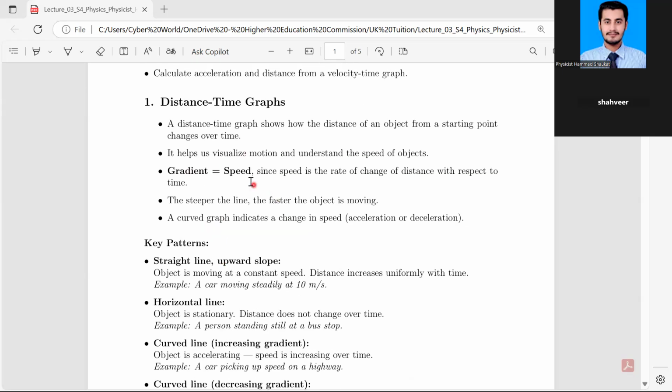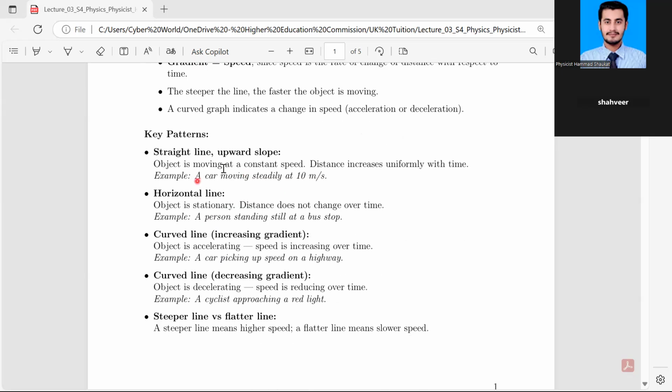Now we will see some important features which we will illustrate in the graph. First of all, in our distance time graph, we have a straight line. What does this straight line mean? This straight line is also called the upward slope. A straight line means your object is moving with constant speed. The speed is not changing. You know what is meant by constant speed: speed is not changing.